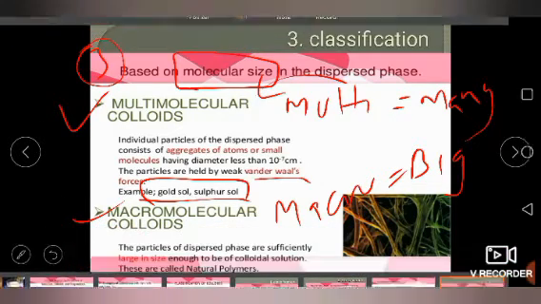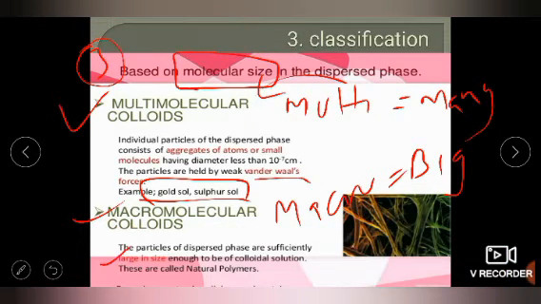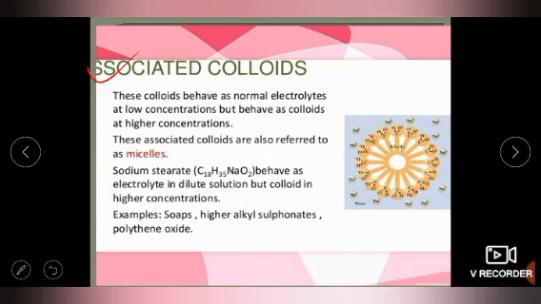So here the particles of the dispersed phase are sufficiently large in size to form a colloidal solution. These are called natural polymers. And the third type of colloids are associated colloids. This is called micelle, that we have studied in 10th class. These colloids behave as normal electrolytes at lower concentration but behave as colloids at higher concentration. These associated colloids are also referred to as micelles.